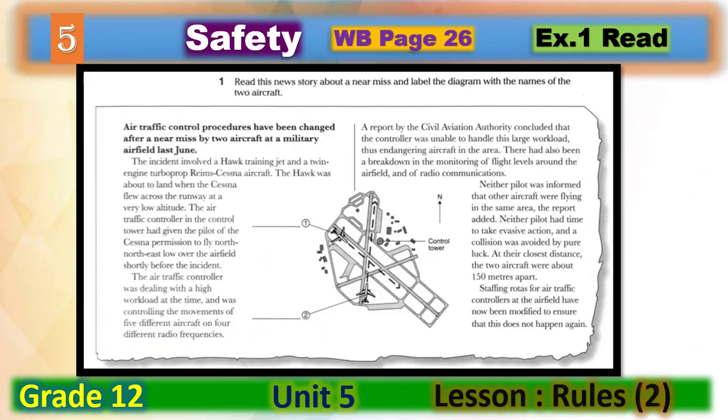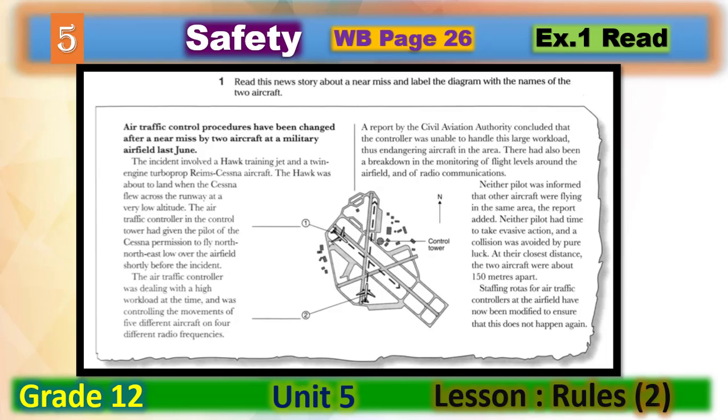Now please open your workbook, page 26, exercise number 1. Your job is to read the news story about a near miss and label the diagrams with the names of the 2 aircraft. We have 2 aircraft here: Hawk, the first one, and the Remis Cessna, the second one. Okay? You have 5 minutes to do the activity. When you finish, play the video again to check your answers.